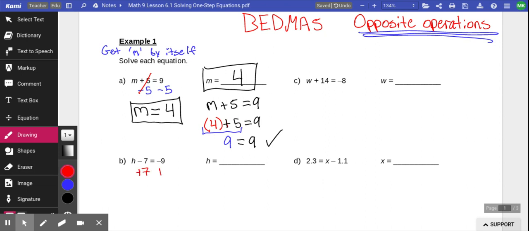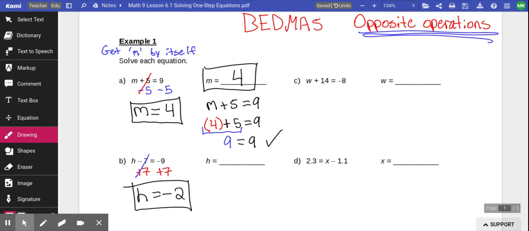And what I do to one side, I must do to the other. 7 and 7 would cancel out because one was negative and one was positive, leaving me with h on the left side. On the right side, negative 9 plus 7 is negative 2. So my solution is h equals negative 2.